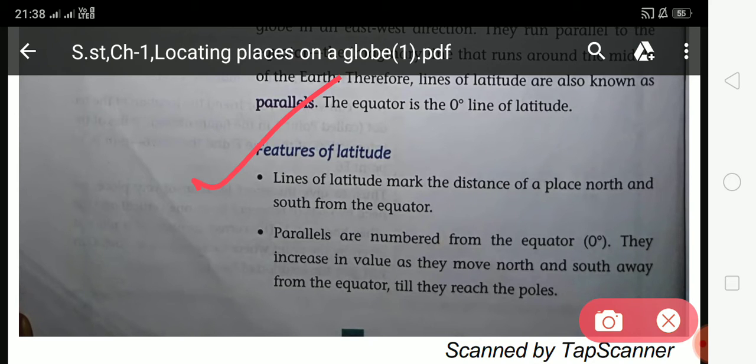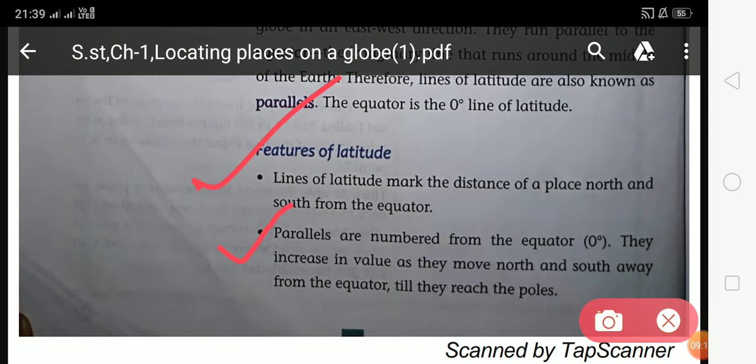So students, lines of latitude mark the distance of a place north and south from the equator. The next one is that parallels are numbered from the equator, 0 degree. They increase in value as they move north and south away from the equator till they reach the poles. So students, when the lines of latitude move away from the equator, their value increases till they reach the poles. Now look at the next feature.